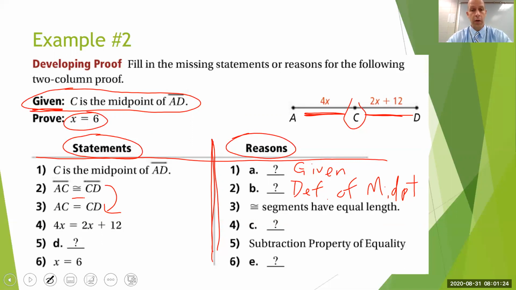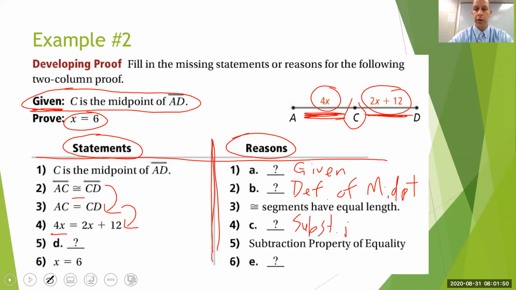Number 4, 4x plus 2x plus 12. So they went from this step to this step. Oh, well look, up here's AC. What's the length of AC? It's 4x. Up here's CD. What's the length of CD? That's 2x. So that's the substitution property of equality. This is the substitution property of equality.